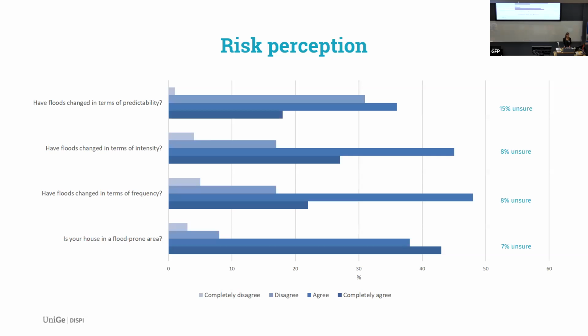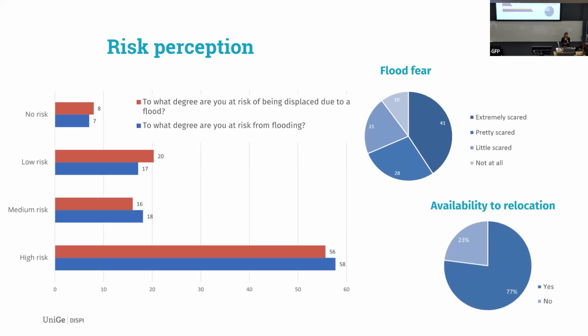The third part was about risk perception, and it's one of the most interesting to me, because asking, for example, if the house was in a flood-prone area, if floods have changed in terms of frequency, intensity, and predictability, we can understand that in general they have a quite clear idea of the situations they are living. And also we asked to what degree they are at risk of being displaced due to flood, and to what degree they consider themselves to be at risk from flooding.